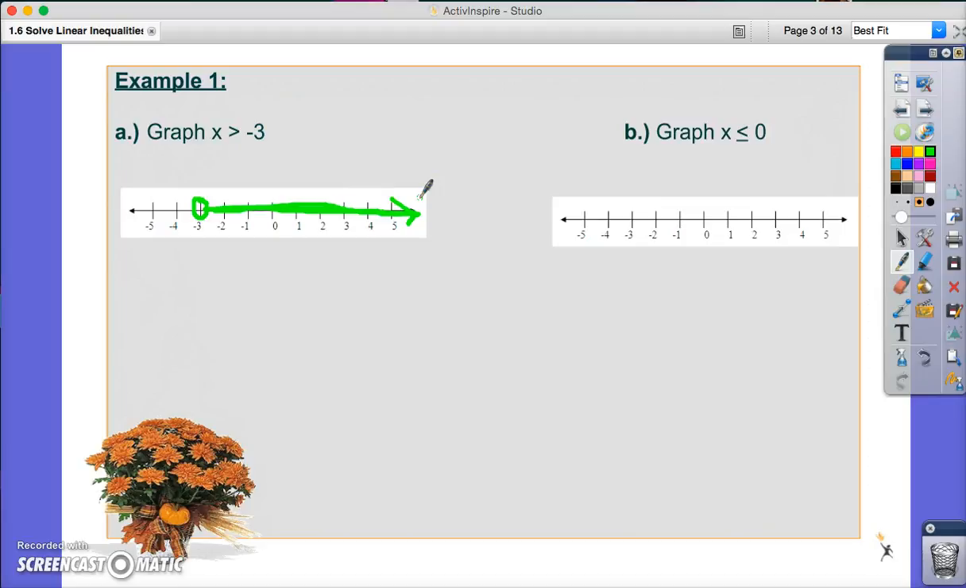All right, let's take a look at graph x less than or equal to 0. This time it's or equal to. So when we find 0, we're going to color in a closed circle. And less than means the numbers keep getting smaller. So we're going to shade to the left. Now, those are pretty easy, right? And hopefully you remember some basics on graphing.